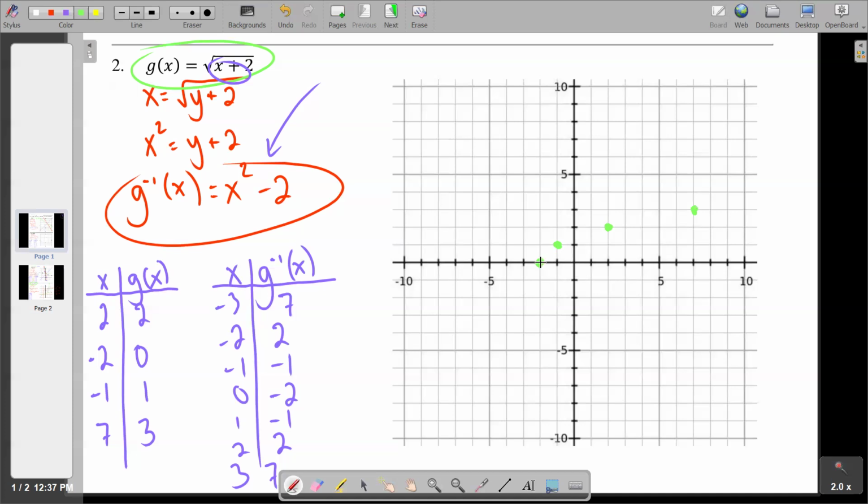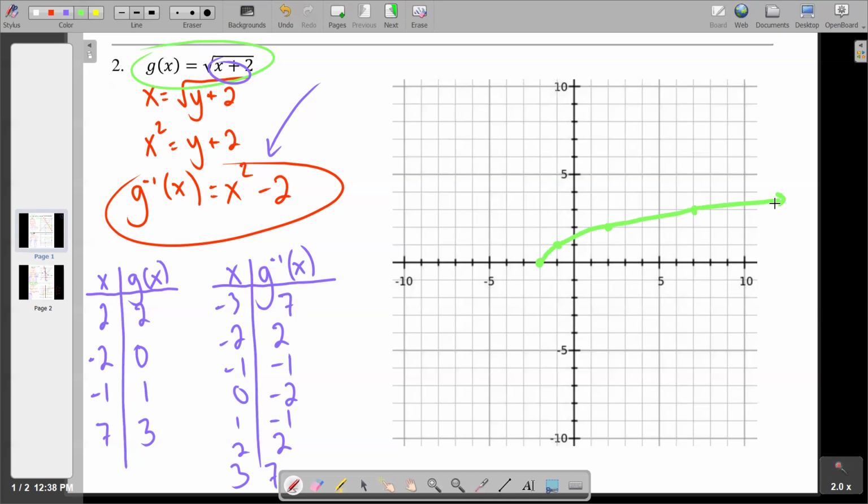So you've seen this graph before. You know what a square root graph does, and it behaves like that. Still good? Okay.